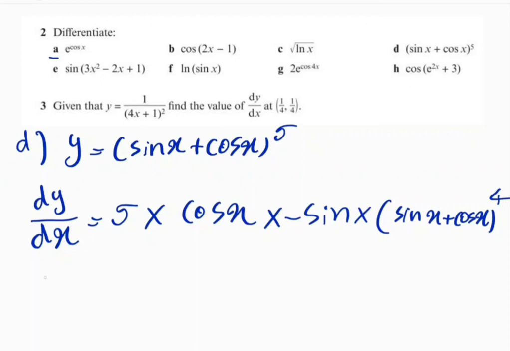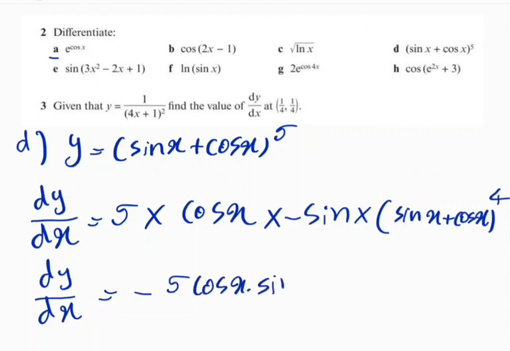Now we can simplify this, and this is going to be equal to minus 5 cos x sine x times sine x plus cos x to the power of 4. And that's it.